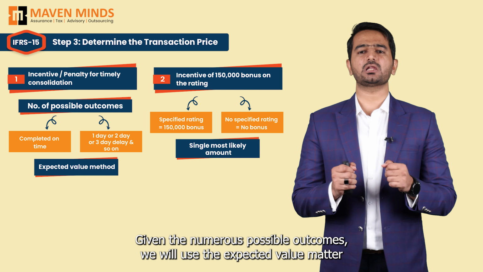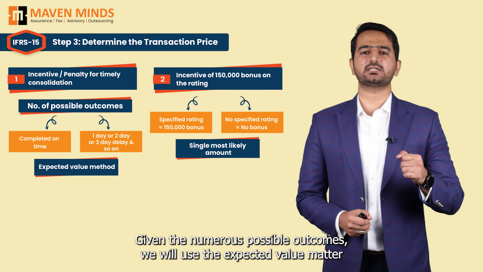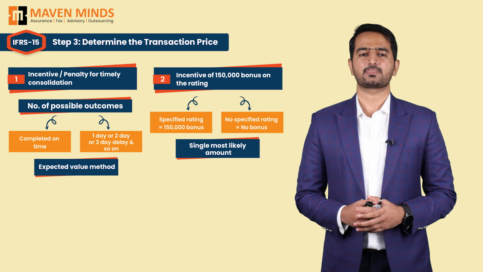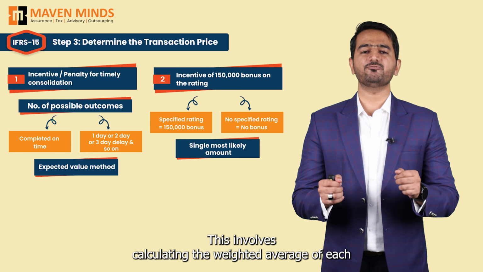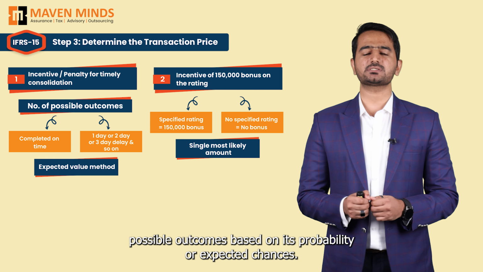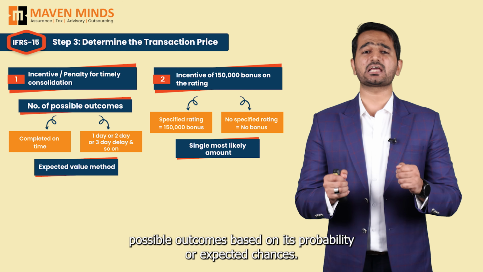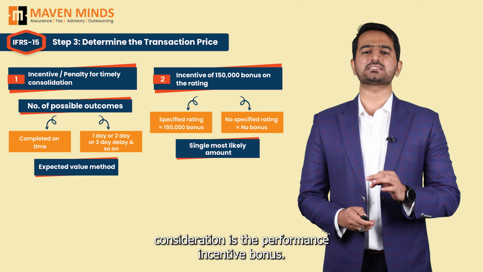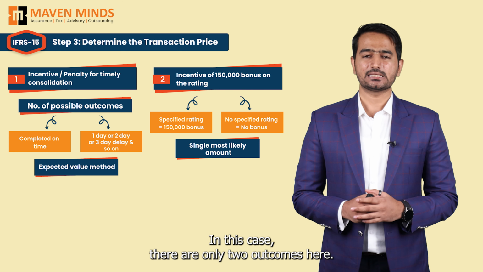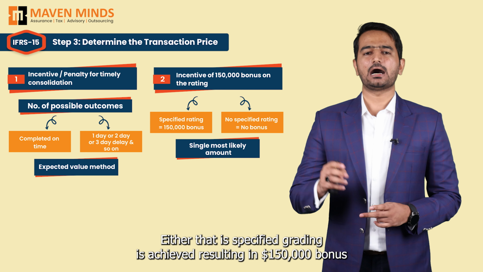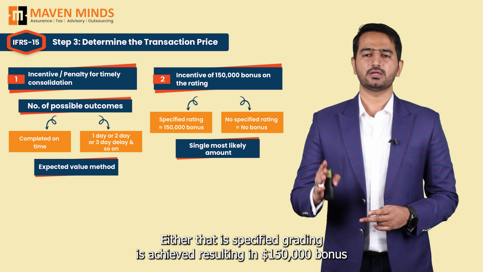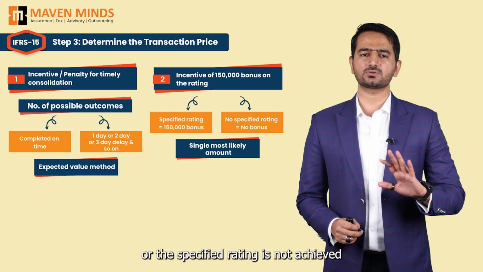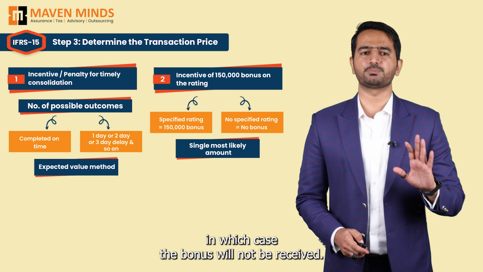Given the numerous possible outcomes, we will use the expected value method to estimate the variable consideration for this part of the contract. This involves calculating the weighted average of each possible outcome based on its probability or expected chances. The second variable consideration is the performance incentive bonus. In this case, there are only two outcomes here. Either the specified rating is achieved, resulting in a $150,000 bonus, or the specified rating is not achieved, in which case the bonus will not be received.